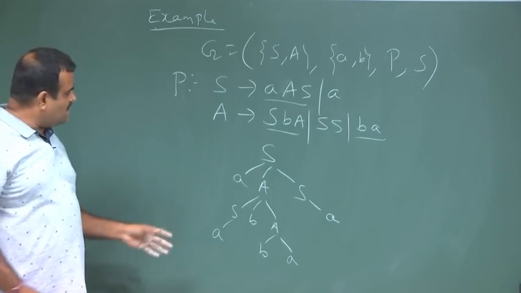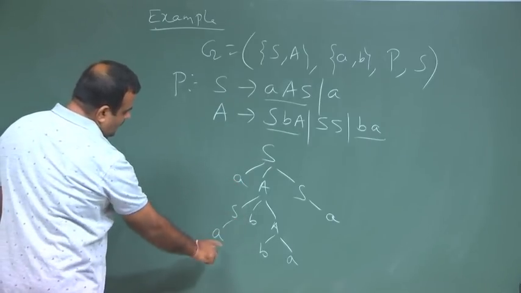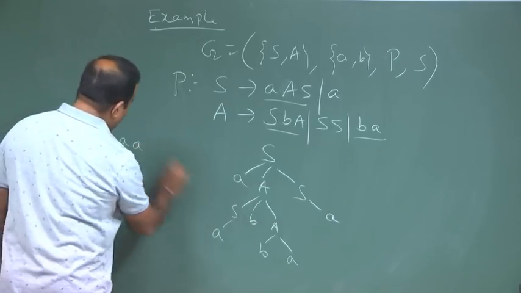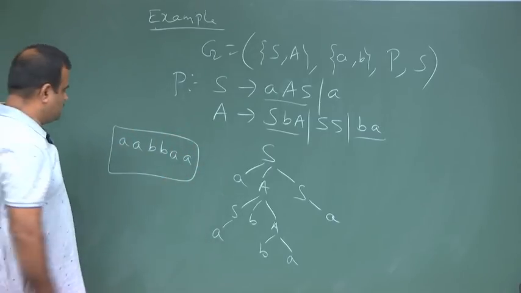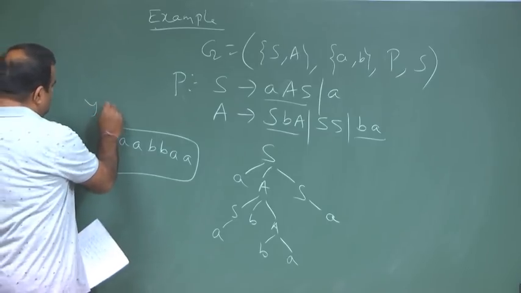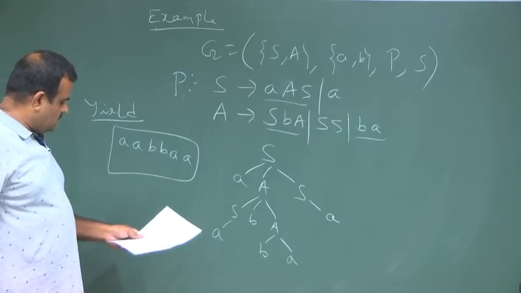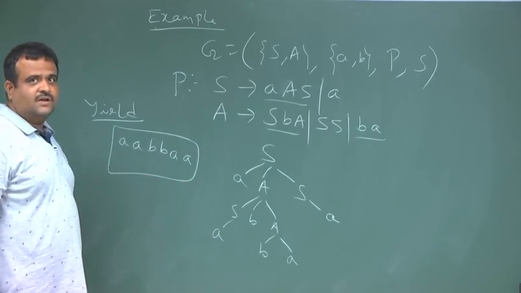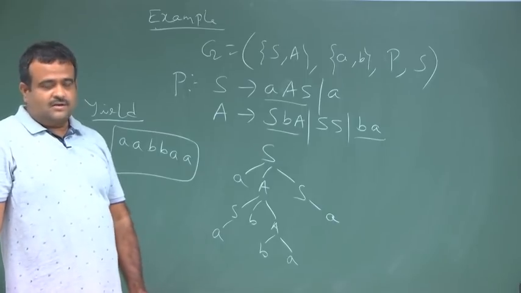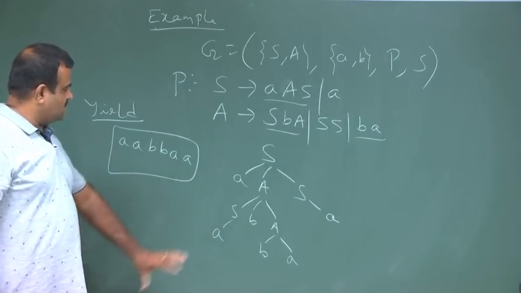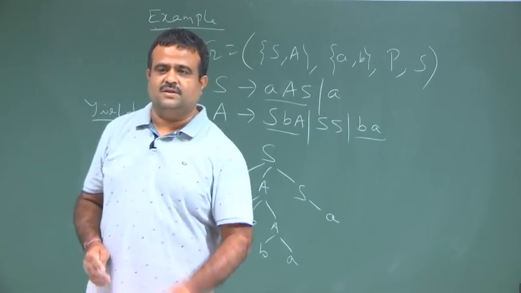Now, what does it yield? It yields the string of terminals like this. We read from the left-hand side: aaaabbaa. So, this is yielded by this parse tree. So, for this string we have this derivation tree. If you have another derivation tree, it will yield another string. This is an example of a derivation tree. We will talk more on the derivation tree or the parse tree in the next class. Thank you very much.